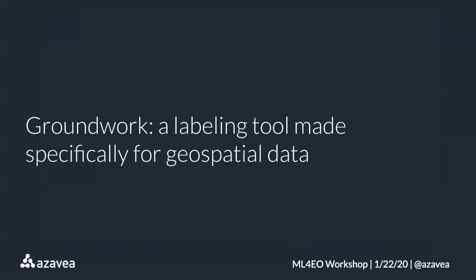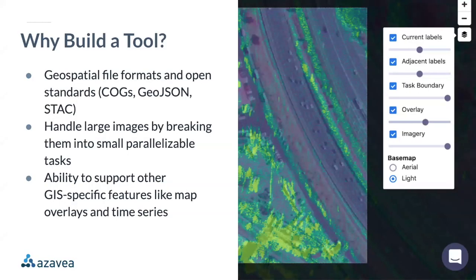It's a labeling tool that is specifically for geospatial data. So you might wonder, why would we build our own labeling tool? Because there are labeling tools out there, things like Labelbox that people have mentioned, but these don't work very well for the geospatial use case. And there's also things like QGIS, but QGIS isn't really designed for doing labeling for machine learning.